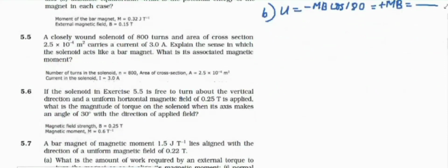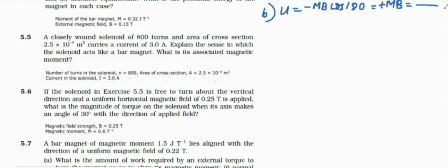Question 5. A closely wound solenoid, 800 turns and area of cross-section 2.5 × 10^-4 meter square, carries a current of 3 ampere. Explain the sense in which the solenoid acts like a bar magnet. What is its associated magnetic moment?